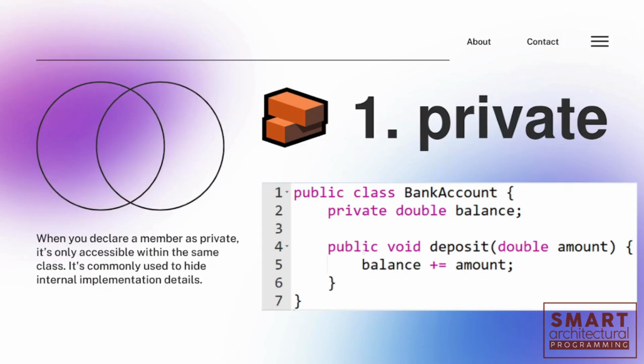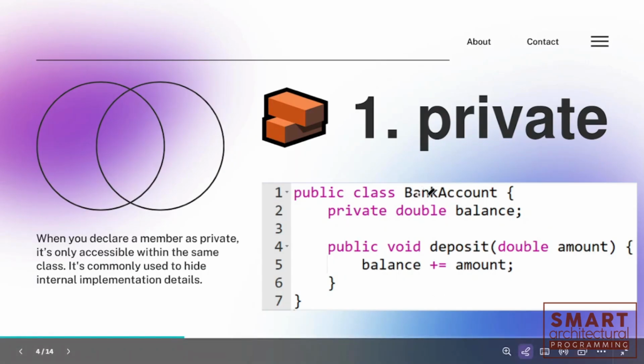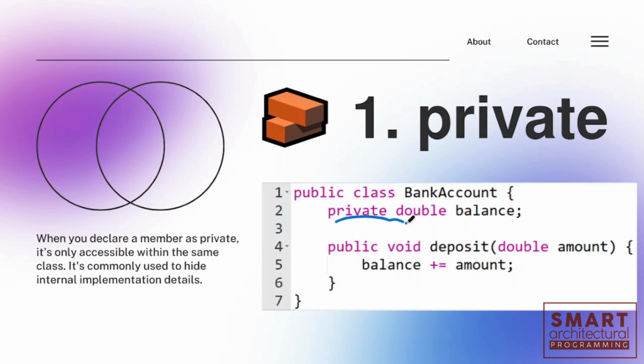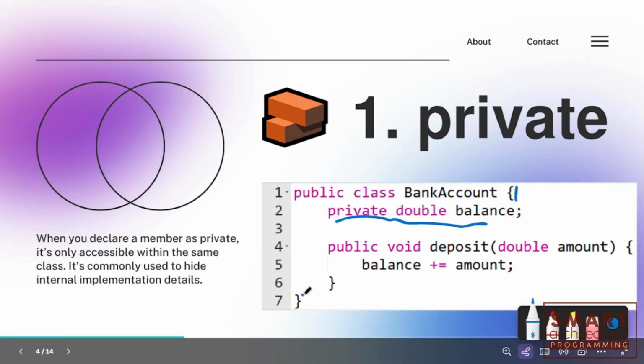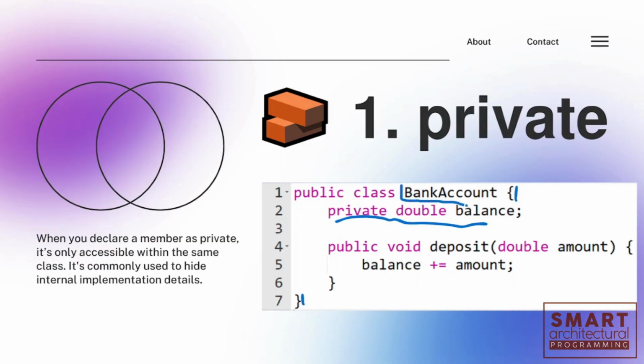The private access modifier is when you declare a member as private, it's only accessible within the same class. It's commonly used to hide internal implementation details. What that means is that if this is a private variable here, it can only be accessible within the encapsulation of these brackets here, and outside that, it becomes difficult to access these values. So it is only accessible within the bank account class that is here. Outside of it, it won't allow any code outside of this class to access the private variable within this class itself.